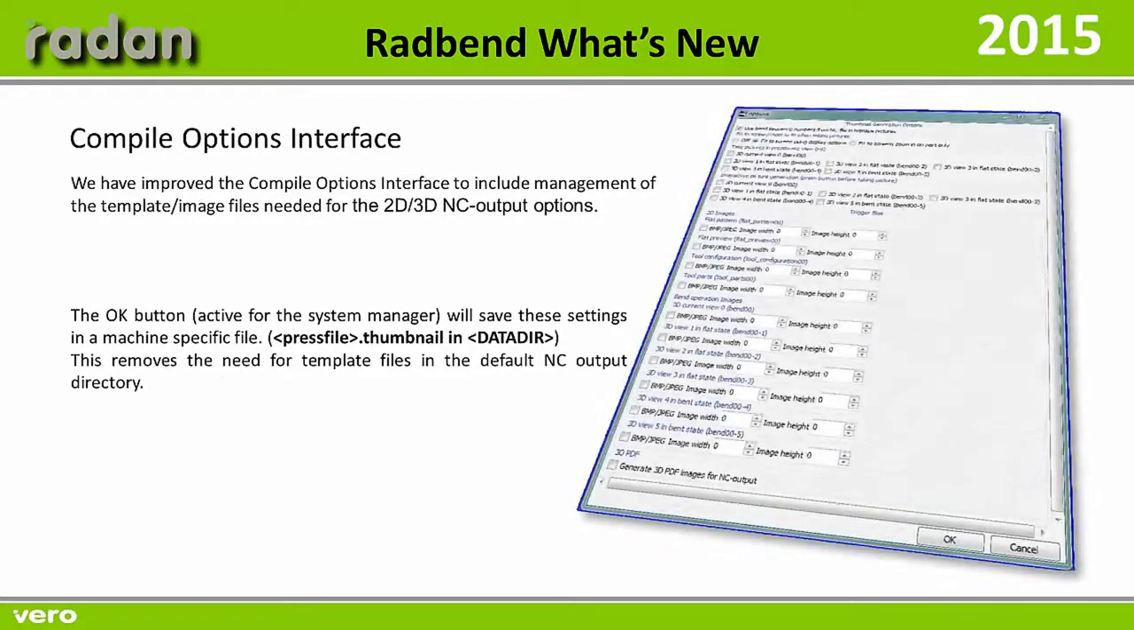Compile Options interface. In Radbend 2015 we have improved the Compile Options interface to include management of template and image files needed for the 2D and 3D NC output options. Again, the OK button, only active if you are a systems manager, will save these settings in a machine-specific file. And this file is stored in your data directory. Again, this removes the need to have template files in the default NC output directory.